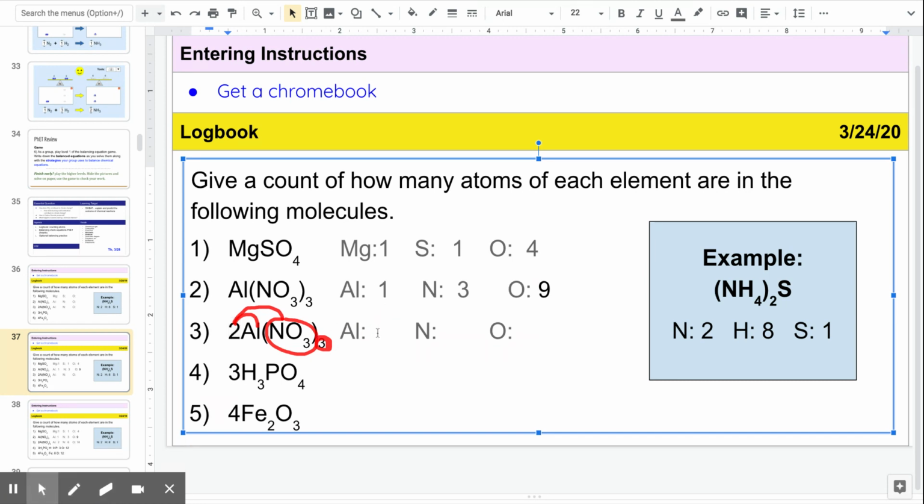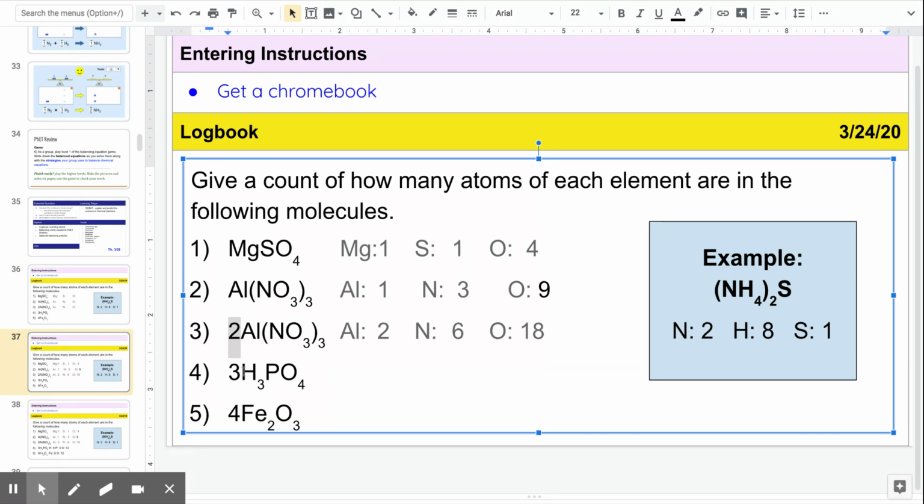So like I said, my easier method is just to think of 1 aluminum nitrate on its own, and now with the 2 in the front, I can just multiply everything by 2. So 1 times 2 is 2, 3 times 2 is 6, and 9 times 2, now my oxygen count is 18. Right, so you could also see that here, because I had 3 times 3 oxygens is 9, and there's 2 of them, and that makes 18.